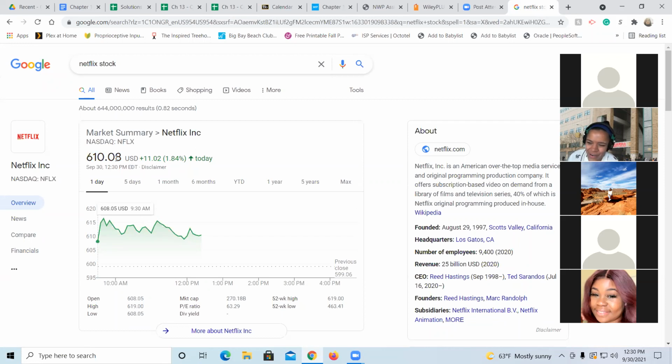You'll see when we do the journal entry that the company records treasury stock as the debit and they credit cash because they're actually paying out cash to the stockholder that they're buying the shares back from.